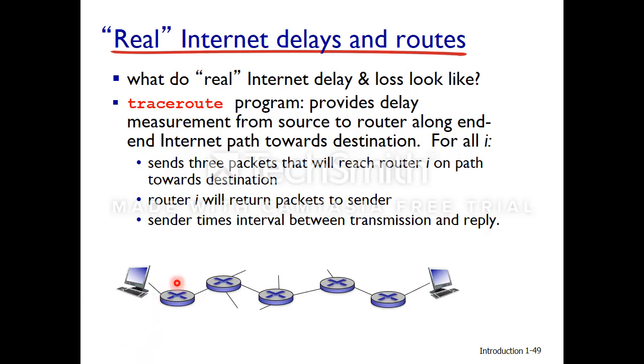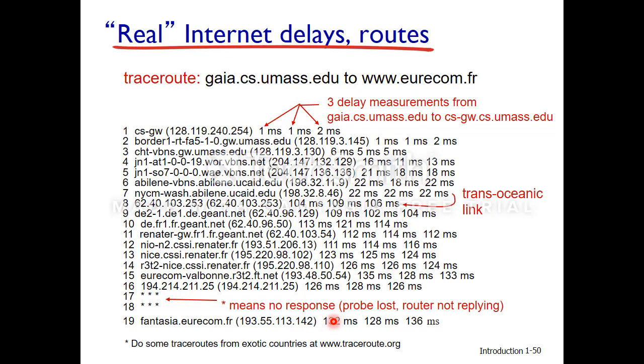So it sends 3 probes for the first hop, 3 for the second hop, 3 for the third, and so on. Here's an example, a traceroute that was done from the University of Massachusetts to some computer in France. You can see the 3 measurements here. The first hop was the CS gateway, and it was reached in 1 millisecond, 1 millisecond, and 2 milliseconds. Another border router at the University of Massachusetts was also reached very quickly, and so on.